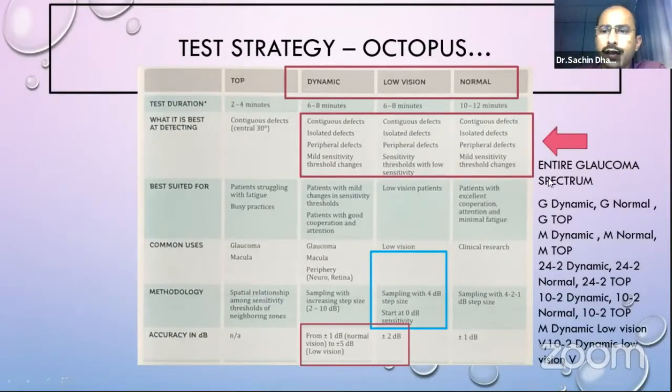And so you have the entire spectrum which you can use in this machine, like G dynamic, G normal, G top, M dynamic, M normal, M top, 24-2 dynamic, 24-2 normal, 24-2 top, same with the 30 degrees, 10 degrees, and M. So M dynamic low vision is a different strategy which is available to the Octopus, not available in the Humphrey. And we can have a 10-2 dynamic low vision size 5 also. So we have all types of permutations and combinations, and normative data is available for all these tests.